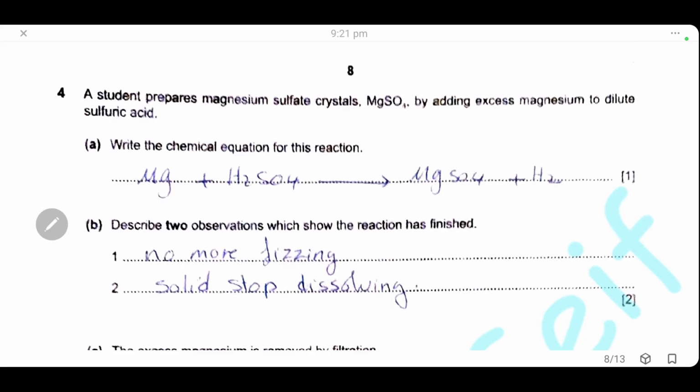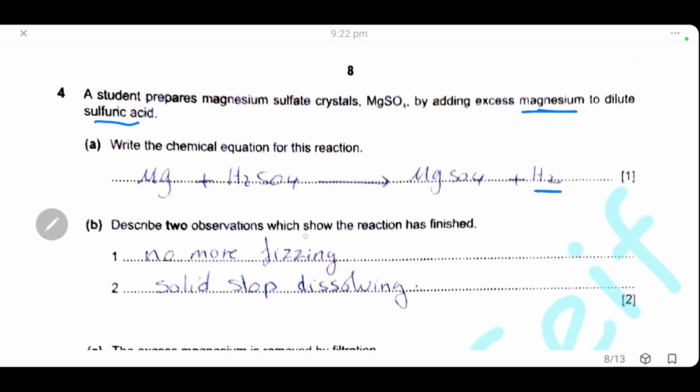A student prepares magnesium sulfate crystals by adding excess magnesium to dilute sulfuric acid. Write a chemical equation for this reaction. Magnesium metal plus sulfuric acid will give magnesium sulfate and hydrogen gas.